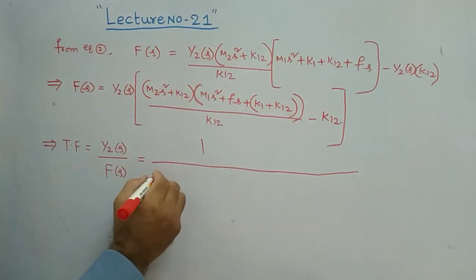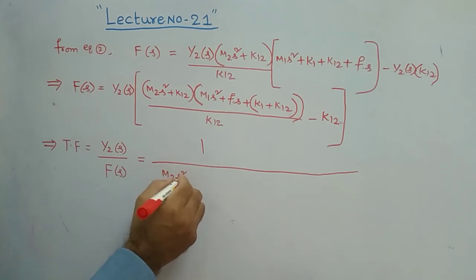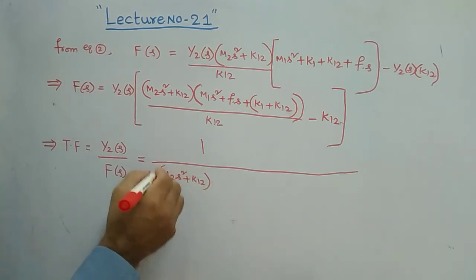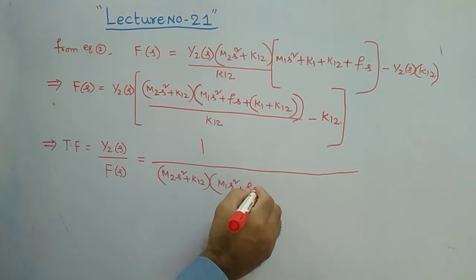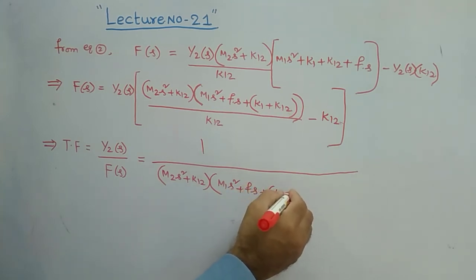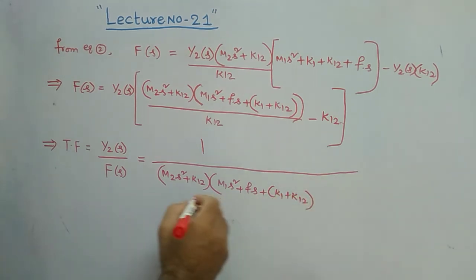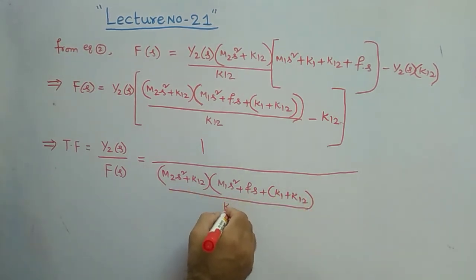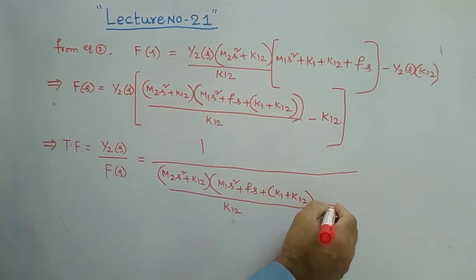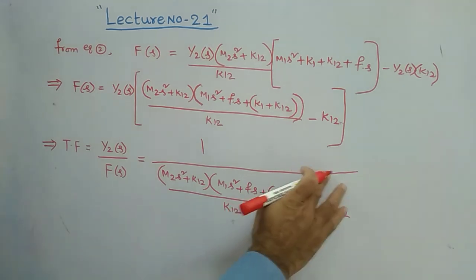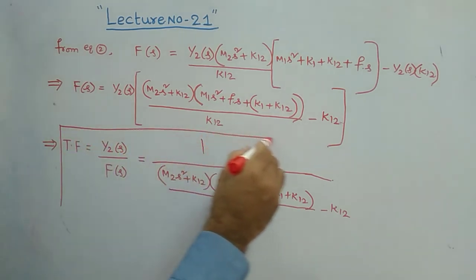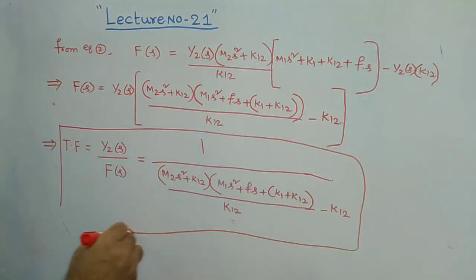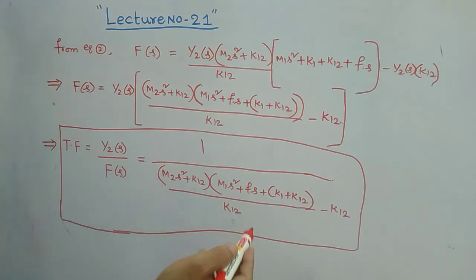So you write the total, means it is m2 s square k12 m1 s square fs plus k1 k12, by k12 minus k12. Or further you can simplify this also, no problem. Almost all we reached the answer. This is your final, and simply it is a simplification only.